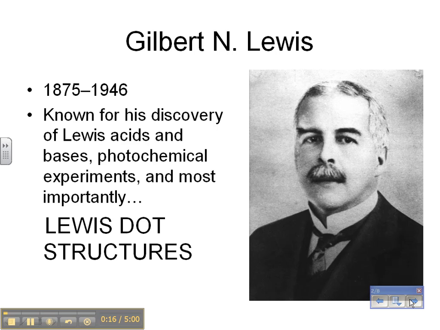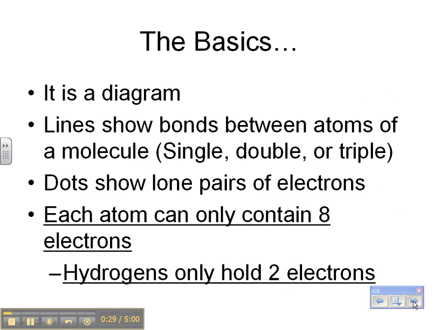This is Gilbert N. Lewis. He is known for a lot of things in chemistry, namely acids and bases, photochemical experiments, and like I said, Lewis dot structures. So those are named after him. What it is, it's a diagram that shows where the electrons in a molecule are distributed, and it contains lines which show the bonds between the different atoms, and dots which show the lone pairs of electrons around them.